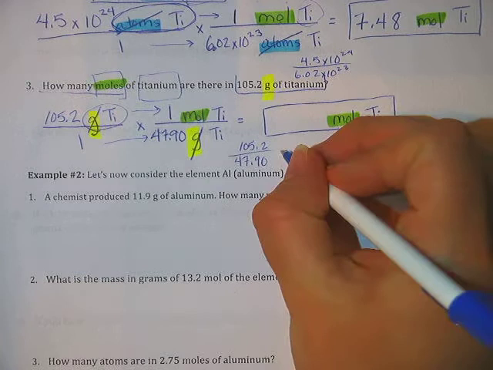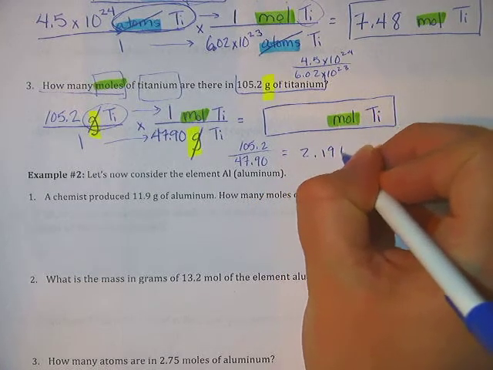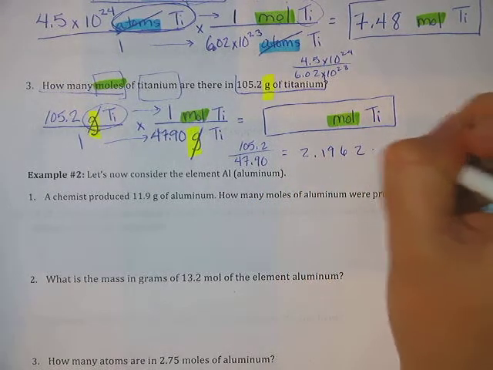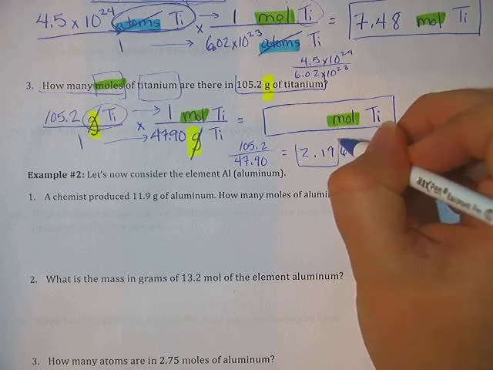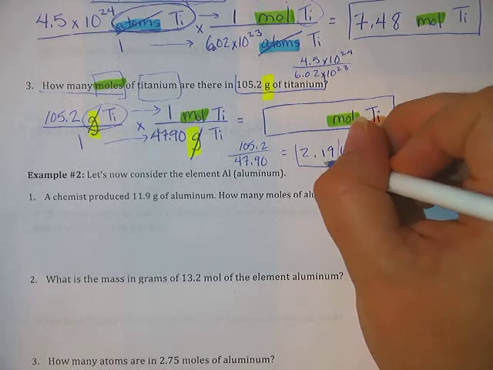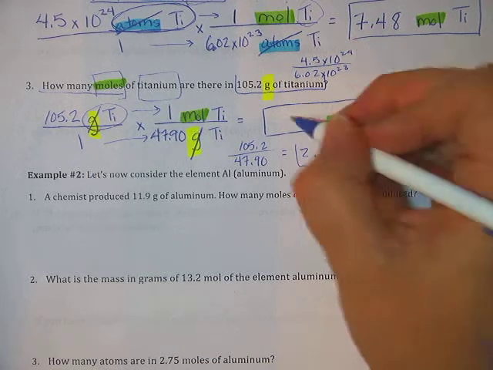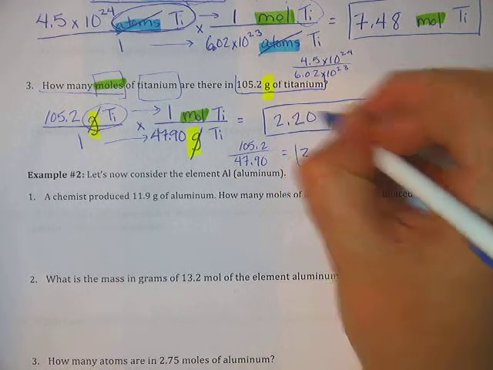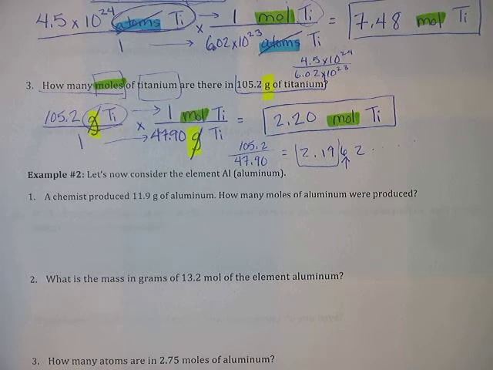When you type it in your calculator, you get 2.1962 and so on. We round to the hundredths place. This 6 is going to round up, make our 19 round up to a 20. So this should be 2.20 moles of titanium.